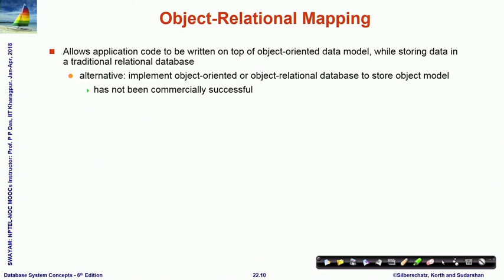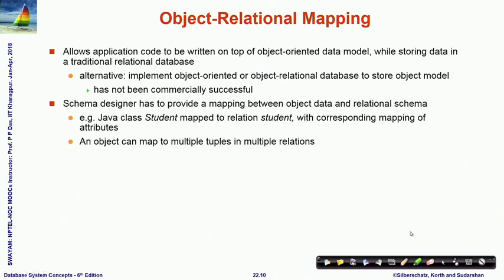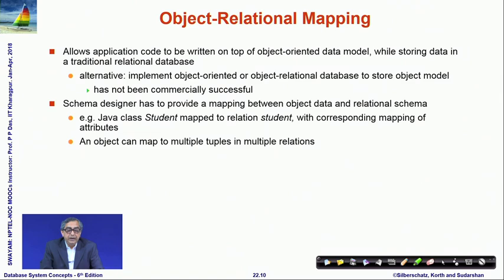So, which means that if you have, say, some entity such as a student in your relational database, then most likely in your business logic, which is Java code, you will have a class called student.